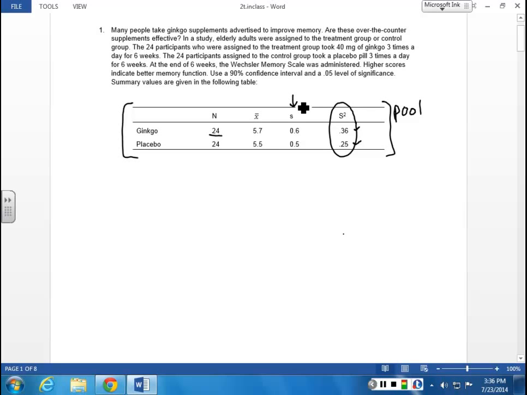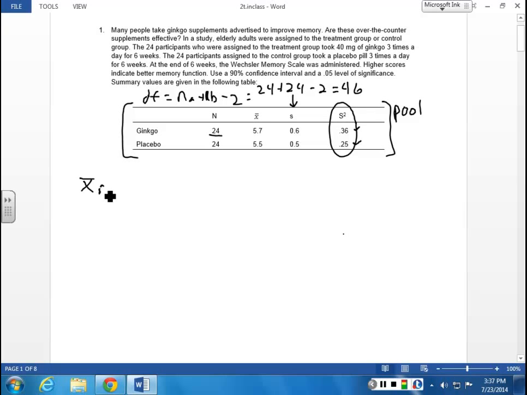So the first thing we'll do is a 90% confidence interval. So let me go ahead and say since it's pooled, the degrees of freedom is just NA plus NB minus 2, or 24 plus 24 minus 2 is equal to 46. So back to the confidence interval.